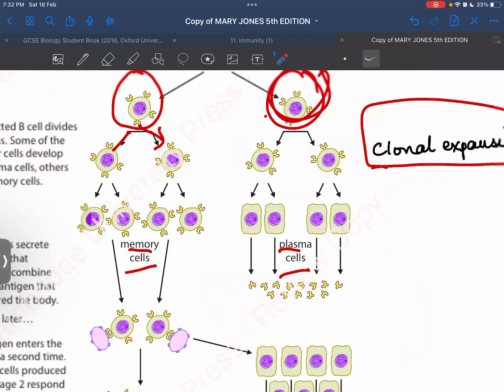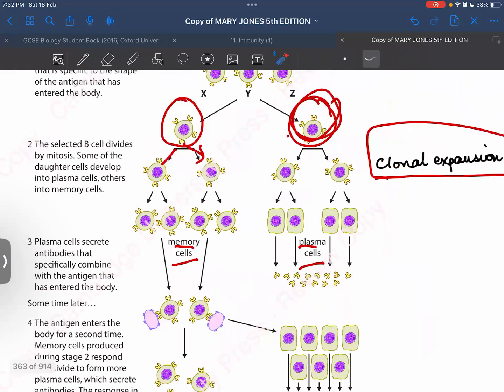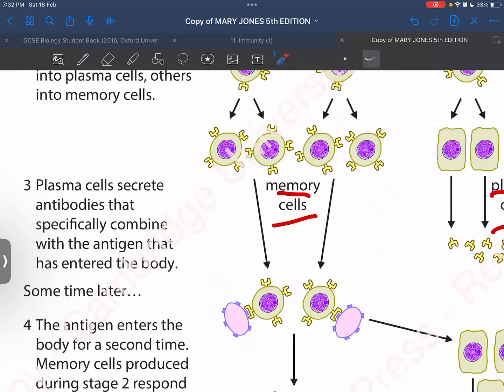Incorrect words which the students use: they say plasma cells make antibodies, plasma cells create antibodies. Simple, you will say plasma cells secrete antibodies. Which antibodies? Those against that antigen which has entered your body.